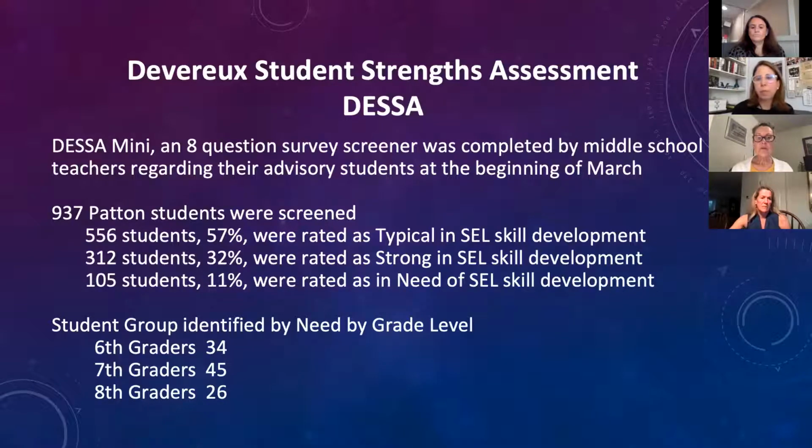937 students were screened, and you can see how our student population fell. Their skills are rated as typical, strong, or in need. And based on grade, the largest group is 7th grade, followed by 6th, and then 8th.